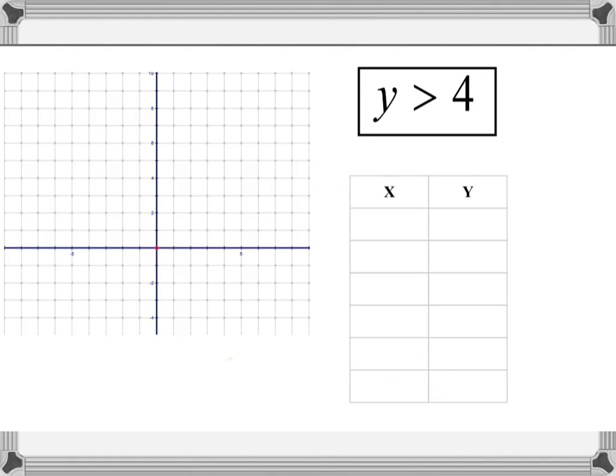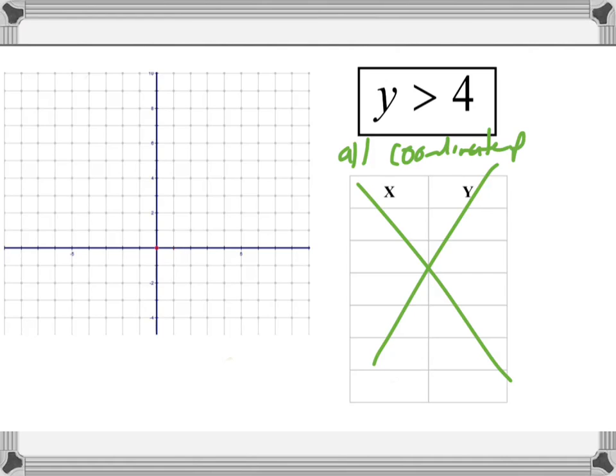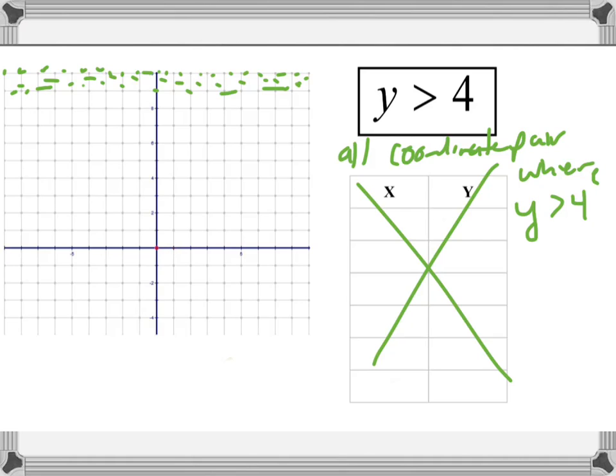So let's talk about the easiest one. I put a table here, but a table doesn't help us in this situation. I am looking for all coordinate pairs where the y coordinate's greater than 4. So there's an infinite amount of these pairs. I'm going to shade the coordinate pairs, so everything's certainly up here, because all these points right up here have a y value of 10, and all the points in between. So there's a whole region where this is happening.